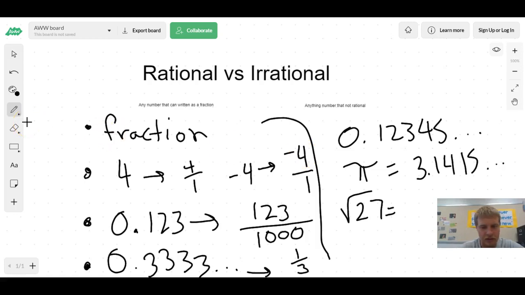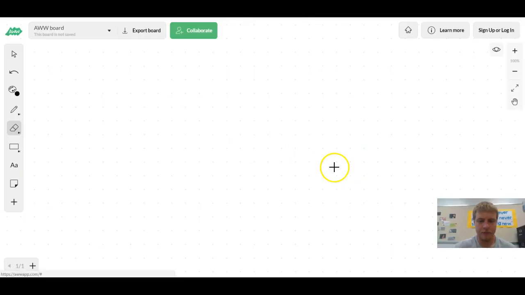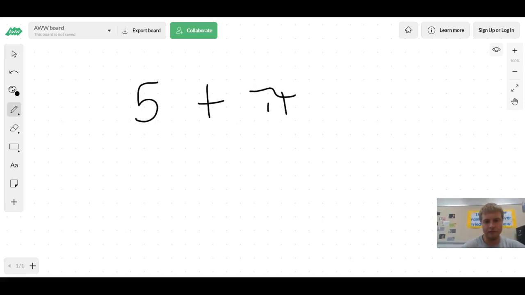The last thing you want to think about is what happens when we add rational numbers and irrational numbers. Again, rational numbers are anything that can be written as a fraction: any fraction, any whole number, any terminating decimal, any repeating decimal. And irrational is any decimal that goes on forever and doesn't repeat. So let's think about what would happen if we combine the two. Just imagine we had a rational number, like 5, and you were going to add pi to it.